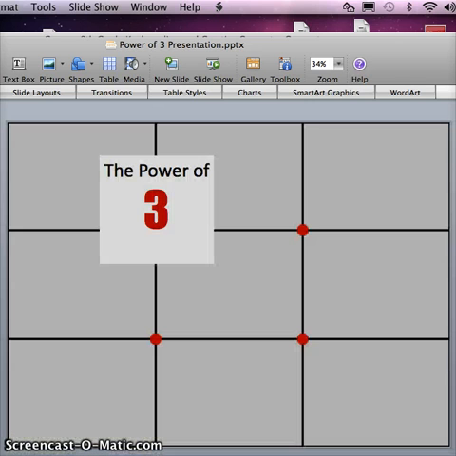So that's the power of three in a nutshell. I suggest you think about the rule of thirds when you take additional shots now in our photo unit.